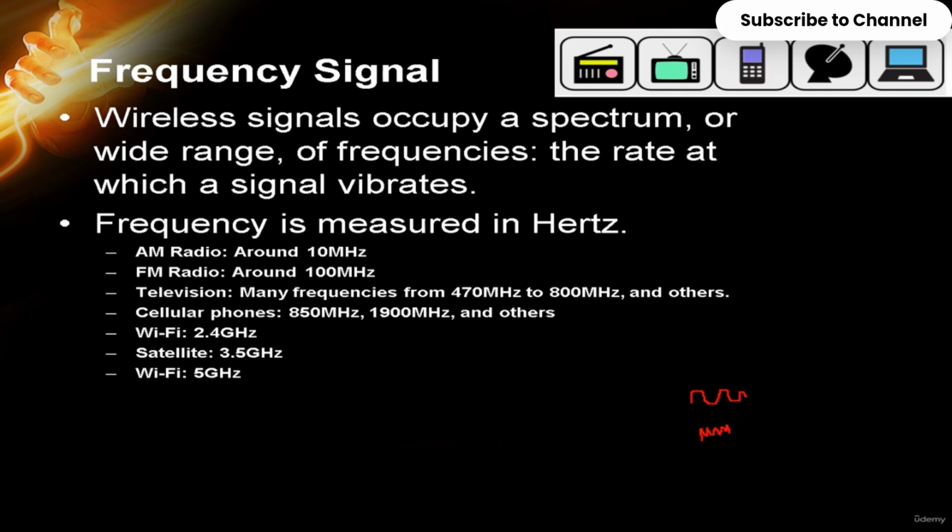Frequency is measured in hertz. For AM radio, the frequency is around 10 megahertz. For FM radio, it is around 100 megahertz. For television, frequencies range between 400 megahertz and 800 megahertz. For cellular phones, frequencies are 850 megahertz and 1900 megahertz. For Wi-Fi, they are 2.4 gigahertz as well as 5 gigahertz. Satellite communication works at 3.5 gigahertz.